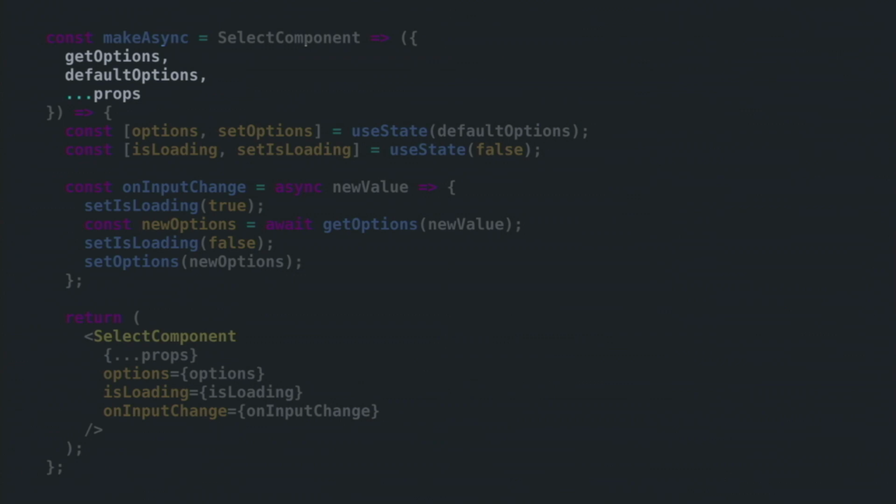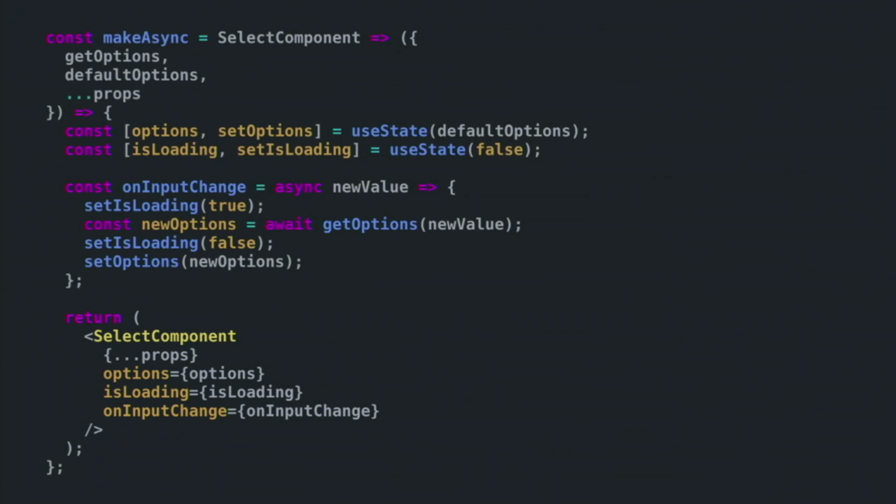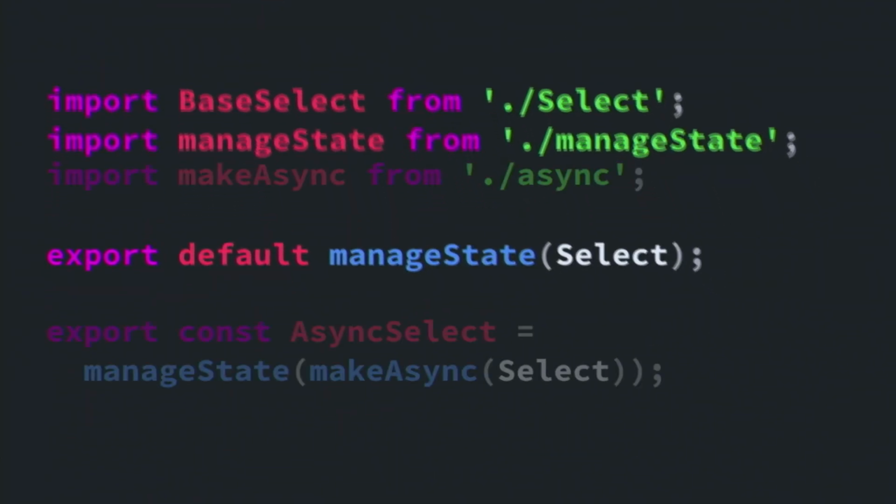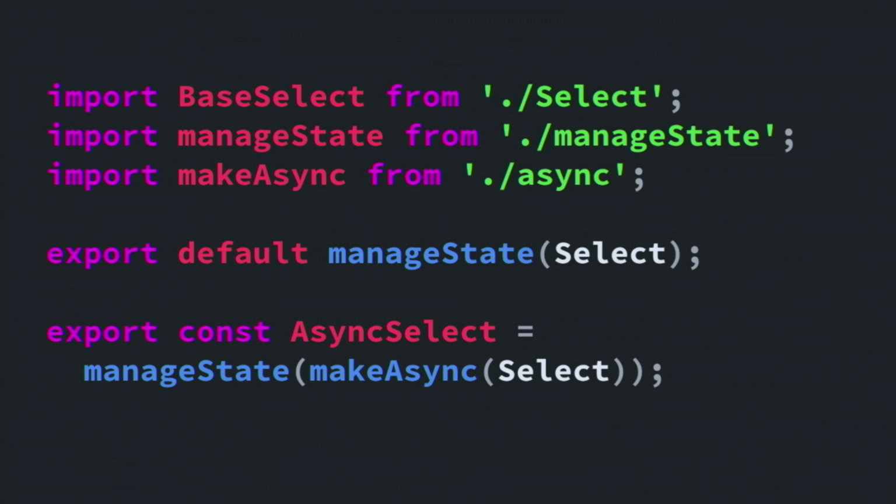So get options returns a promise. We have some state. This time we're handling the on-input change, and we're spreading it all into the select. So this pattern is really powerful. And in terms of exporting it, it looks like this. That async component can be simple because it knows that it's going to get wrapped in something that's going to manage its state for it. And now we're good.